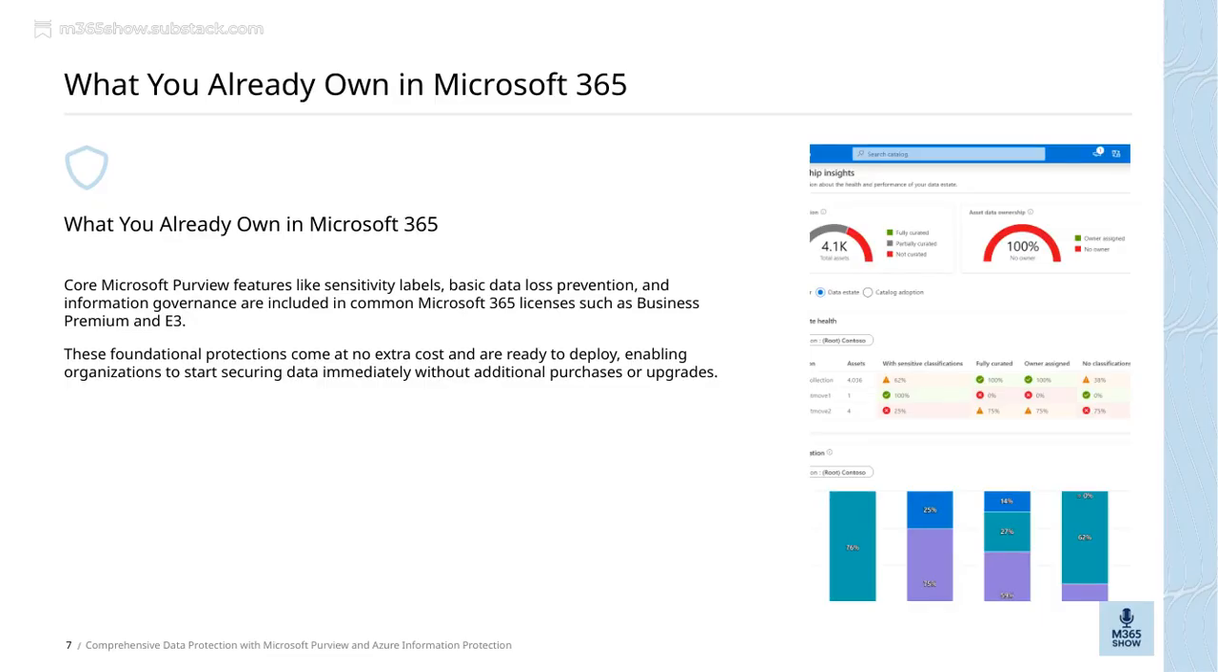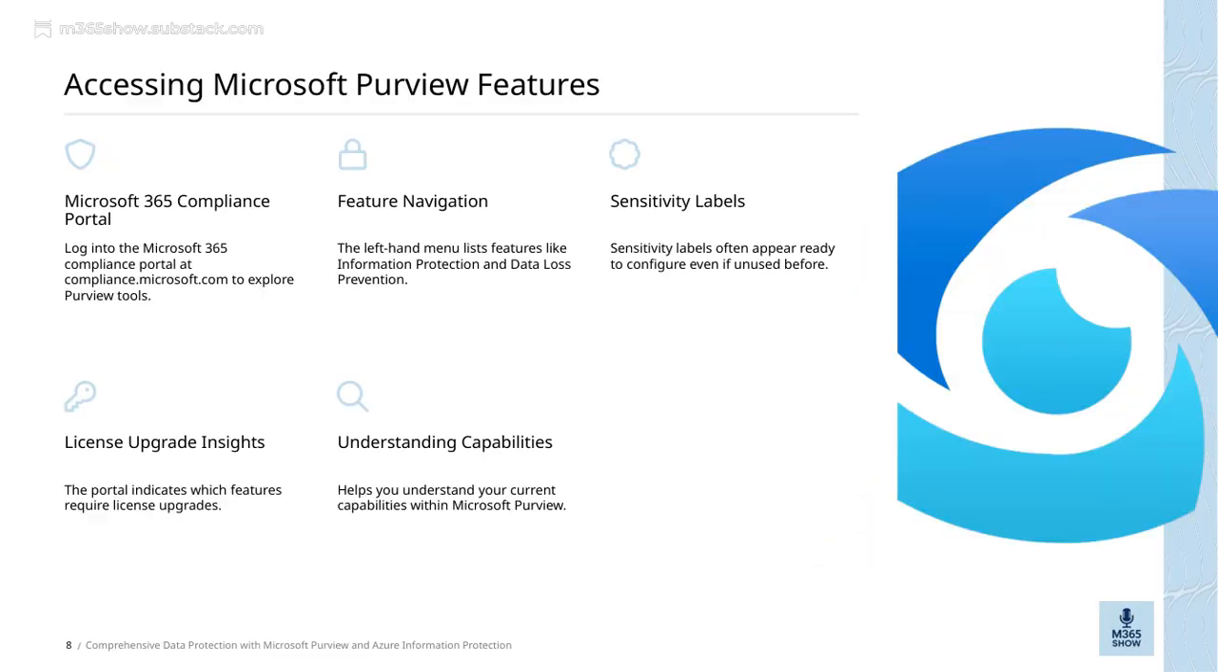So, essentially, you're already equipped with powerful tools to safeguard your information, making data protection accessible and straightforward from the outset. Let's take a look at accessing the features within Microsoft Purview. One of the first things you'll want to do is understand your current capabilities. The portal provides a clear overview of what you can do right now, helping you identify where you might need to make improvements or adjustments.